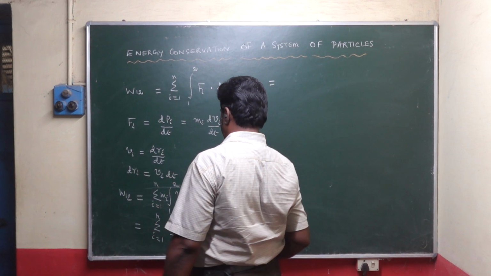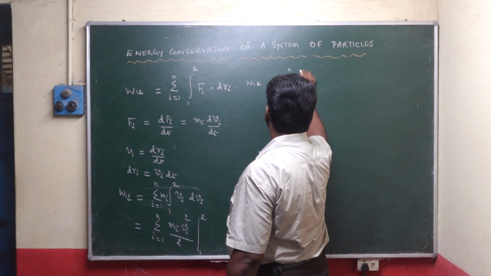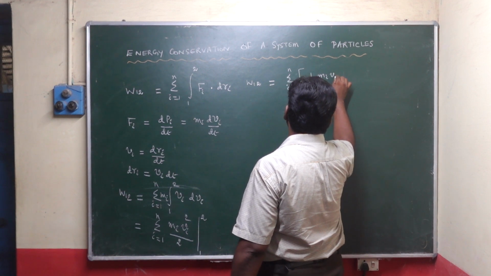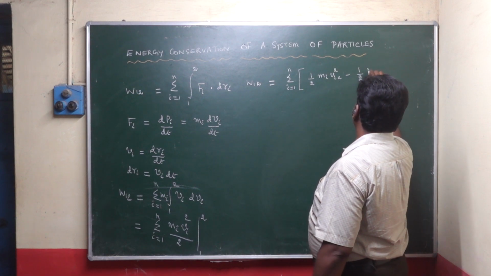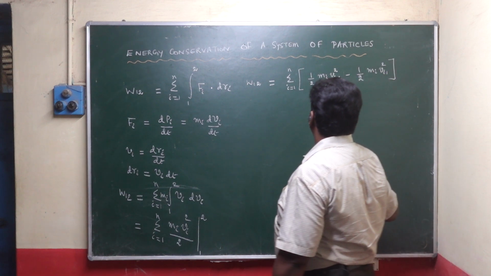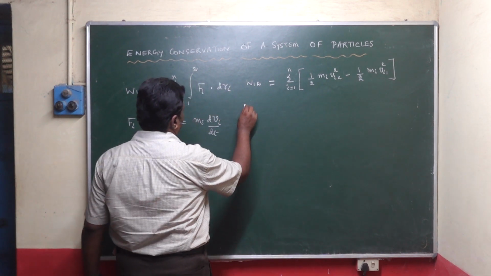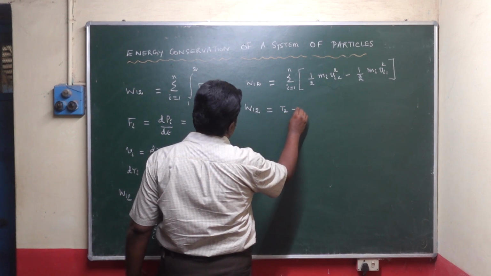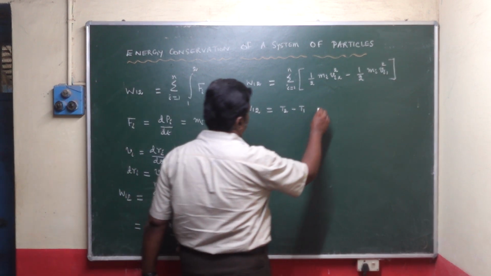W12 is equal to summation i = 1 to n of 1/2 mi vi2 squared minus 1/2 mi vi1 squared. This is our T2, this is our T1. Therefore we can write W12 = T2 minus T1. So this is equation A.